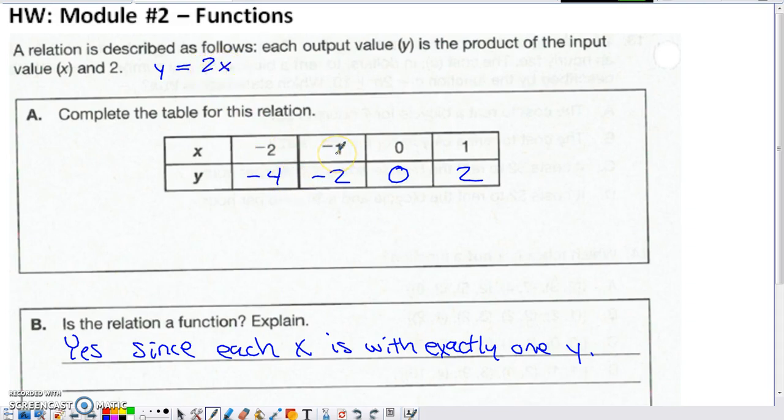We do that same calculation with a new x. We put negative 1 in place of x. Y is equal to 2 times negative 1. Well, that's going to give us negative 2. Do it with 0, do it with 1. You've got your answer. Part B says, is the relation a function?